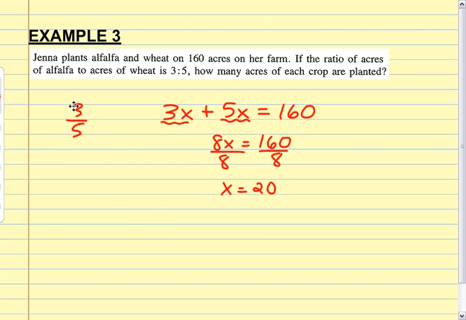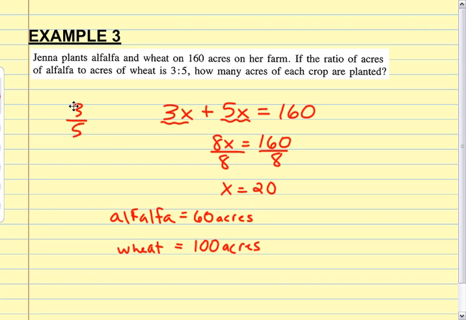So the alfalfa acres is going to be 3 times 20. Alfalfa, is that spelled right? Yes, I don't spell alfalfa often. Okay, 3 times 20 is 60 acres, right? And then the wheat acres is going to be 5 times 20. That gives me 100. When I add those two together, do they give me the 160 acres? Yes, they do. Okay. Does that make sense?